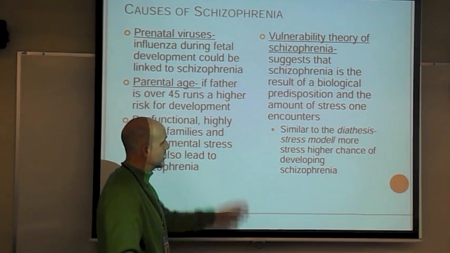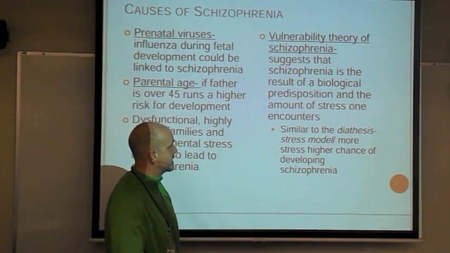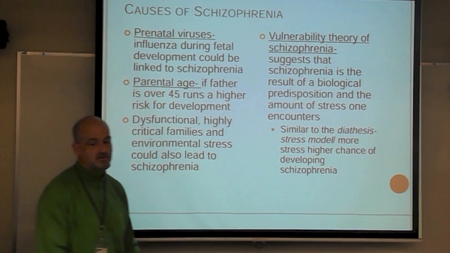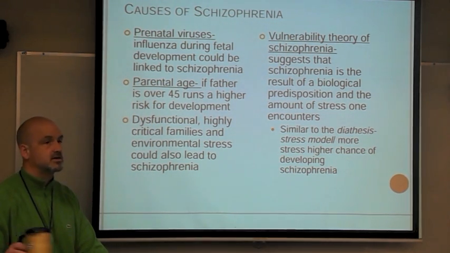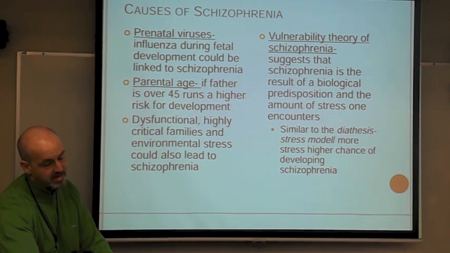Vulnerability theory of schizophrenia is very similar to the diathesis stress model. And it basically says if you carry a genetic link for schizophrenia, then the amount of stress that you encounter in a day increases the vulnerability that you can simply have it develop.